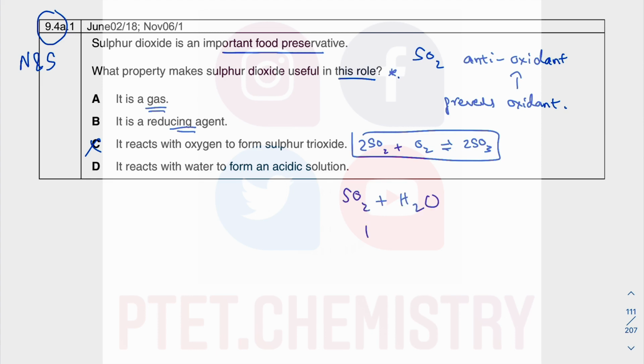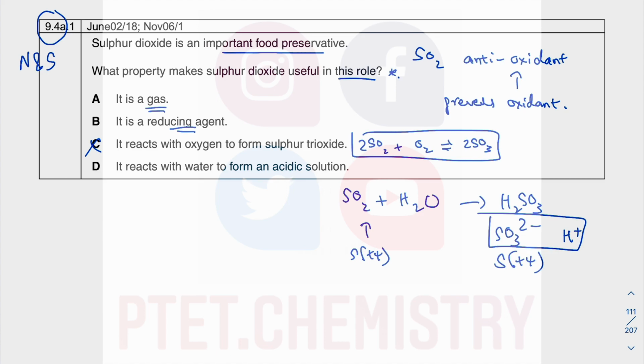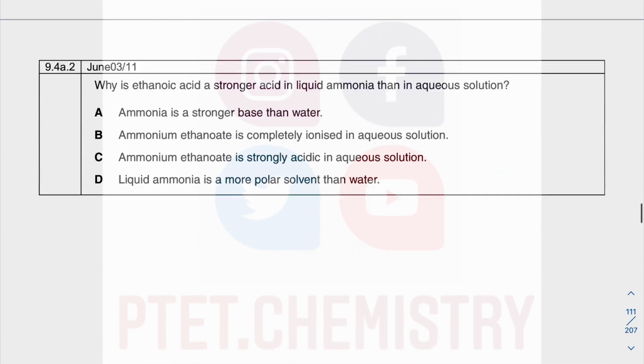It does. I mean, there's sulfur plus 4. In the general periodicity, you would have known that will give you H2SO3. Where there is the SO3 2- ion, sulfur is plus 4. When you combine it with H+, that is how you get H2SO3. So it does react with water to form an acidic solution, but that is not why you use it for food preservative. It all comes down to antioxidant. It prevents your food from being oxidized because it's quite a good reducing agent. Okay? So moving on to the next question.